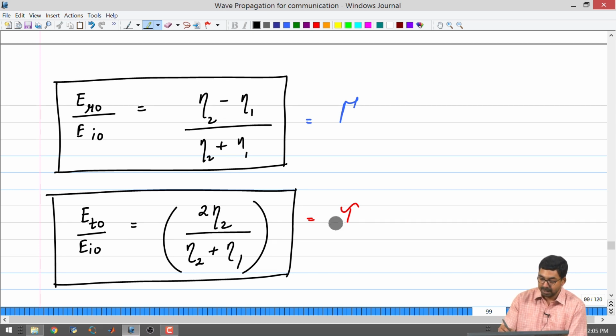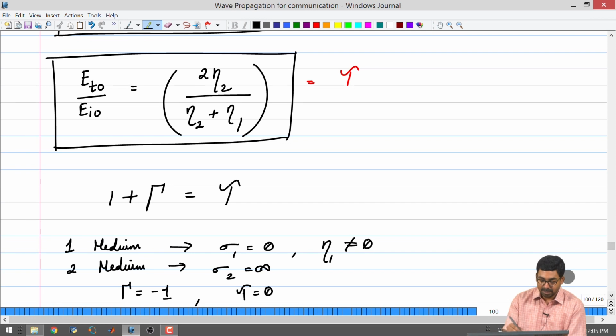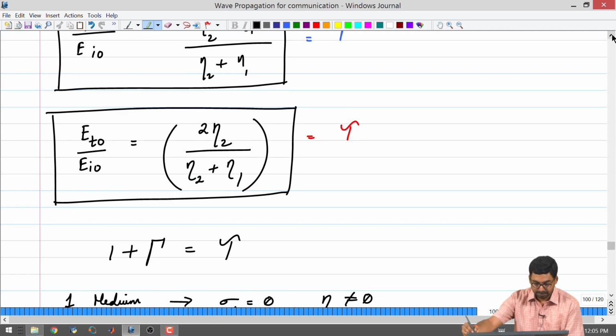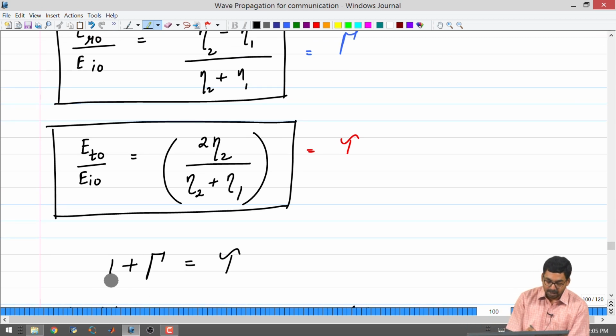This is what we had seen, plus we also calculated another new quantity called tau, alright. The tau was the transmission coefficient and it had the form 2 eta 2 divided by (eta 2 plus eta 1). This is some quantity that we had not calculated before, alright, and there was a relationship between the transmission and reflection coefficients. Okay, and we found that 1 plus gamma is equal to tau, alright.